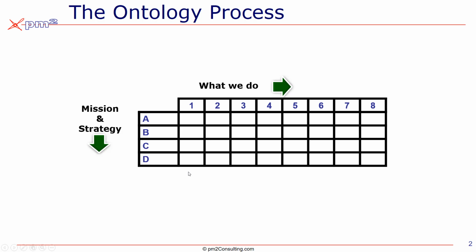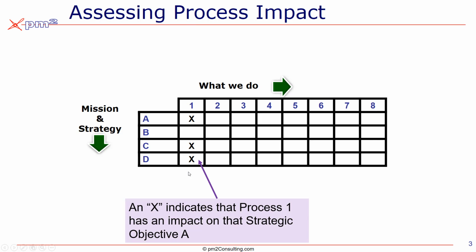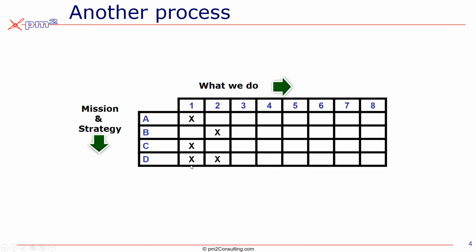So we should be able to assess how each process helps achieve these mission or strategic goals. So in this case, if we take a look at process 1, it impacts strategic objective A, C, and D. Now, by comparison, if we take a look at process 2, it has a high impact on supporting objectives B and D. So on the surface, if we were to take a look at these two processes, we might say process 1 is more important than process 2 because, of course, it hits and supports more elements of the mission or strategy. But mission and strategy is all about priority setting.